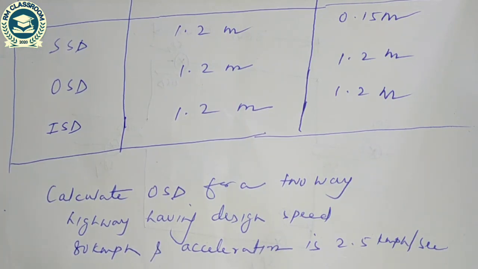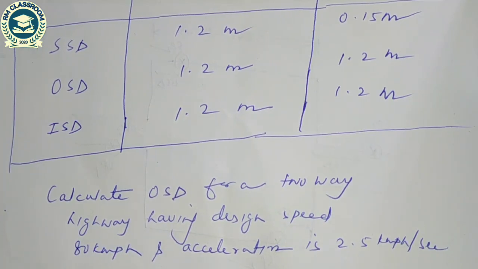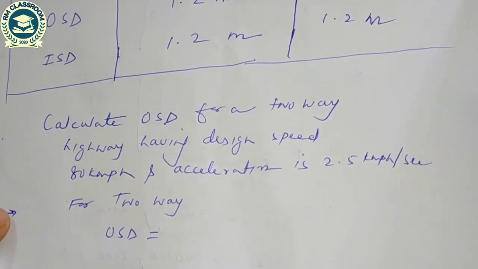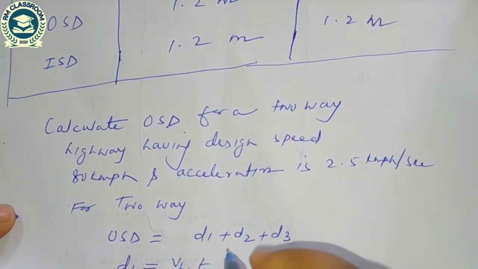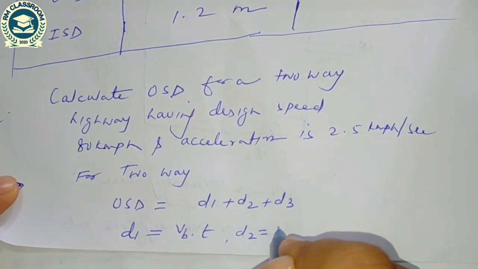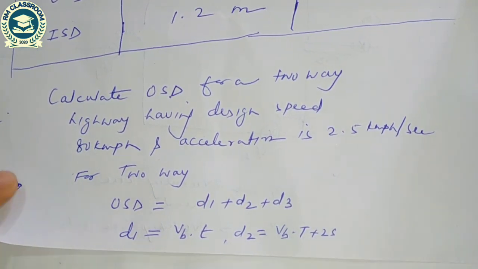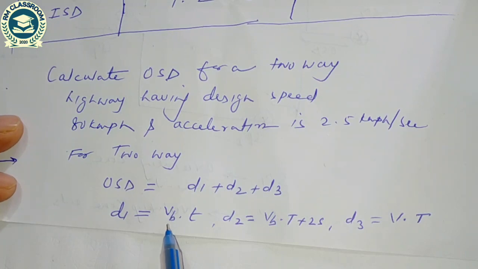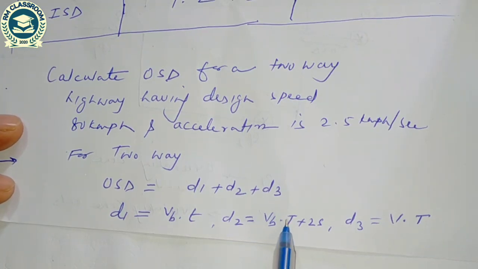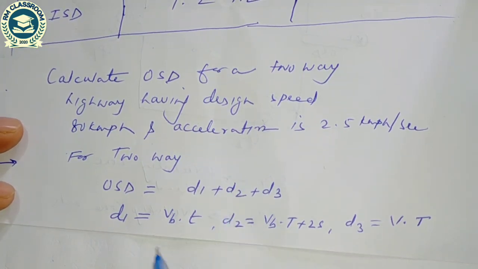So this is the two-way highway. So for two-way, overtaking side distance is equal to d1 plus d2 plus d3, where d1 is equal to vb into t, d2 is equal to vb into capital T plus 2s, and d3 is equal to capital V into capital T, where vb is the speed of overtaken, capital V is the speed of overtaking vehicle, t is the small time, we have to take 2 seconds if it is not given, capital T is the time which is in second, and the value is equal to the square root of 4 into s by a, where a is the acceleration, and the value of s is equal to 0.7 times vb plus L or 6.